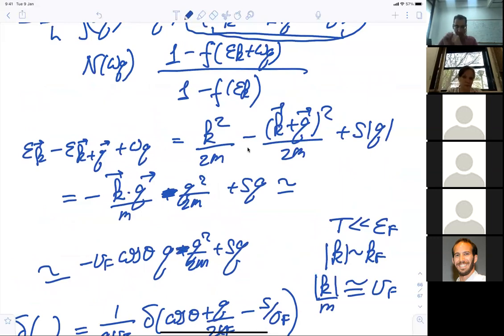Dima? In the last equation inside the delta function, s is divided by what? By V Fermi. Ah, okay.